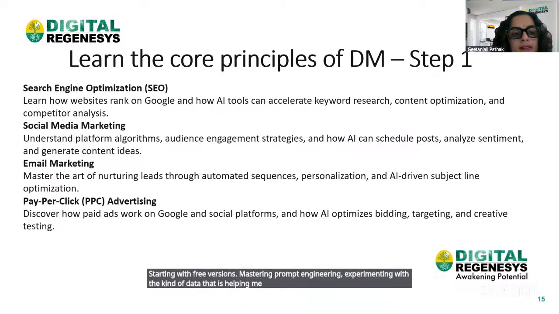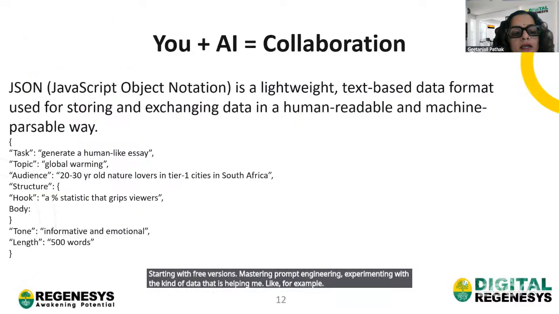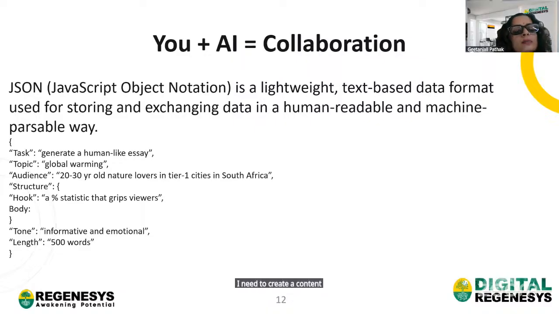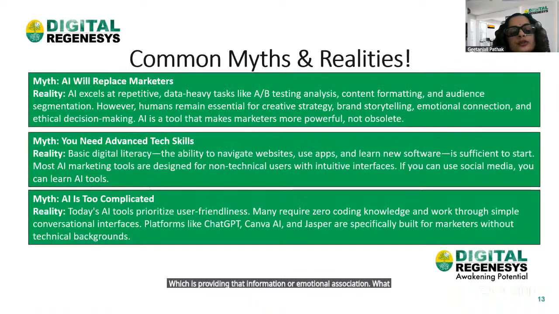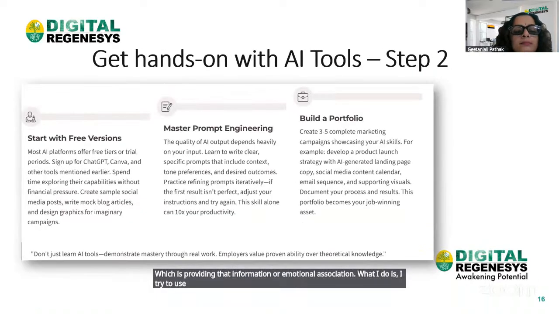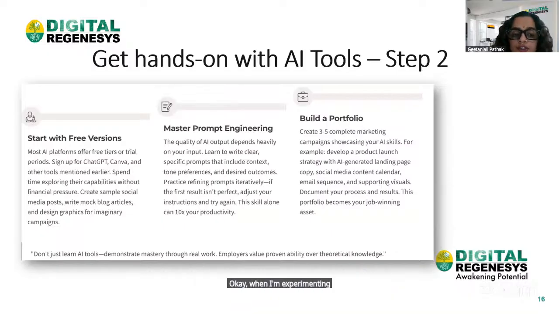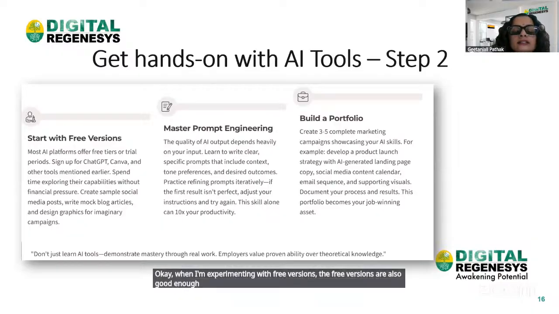Like, for example, if I need to create content that is a human-like essay, or something layman-centric, which provides information or emotional association, I try to use that in my prompt. When I'm experimenting with free versions, the free versions are also good enough to get hands-on experience of certain tools and platforms.